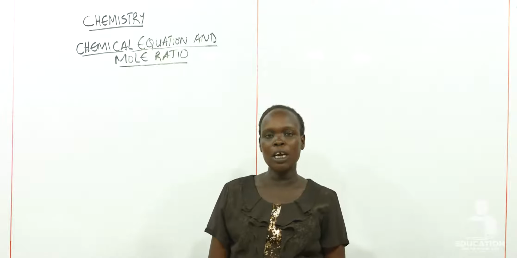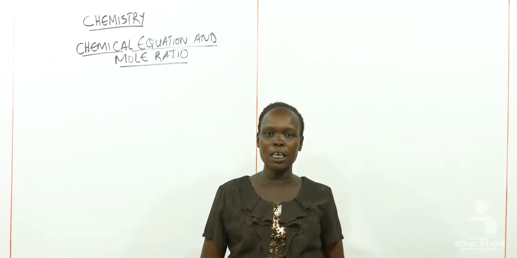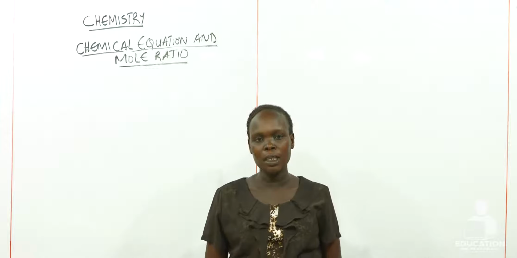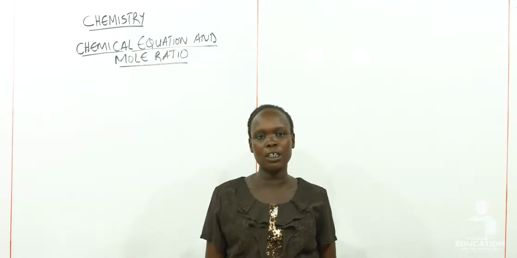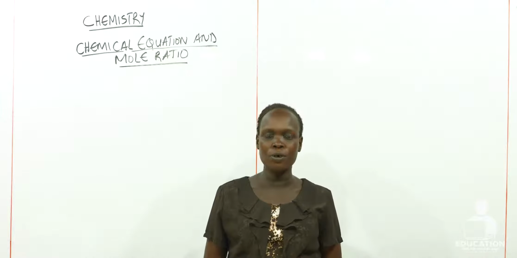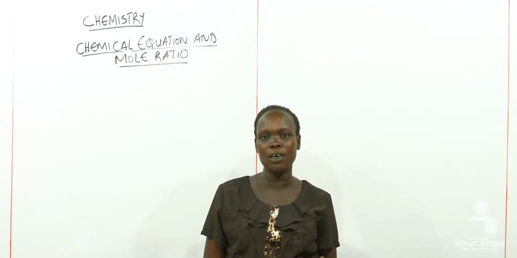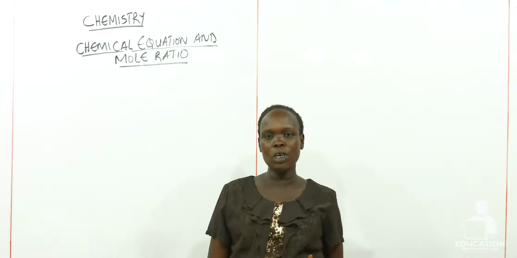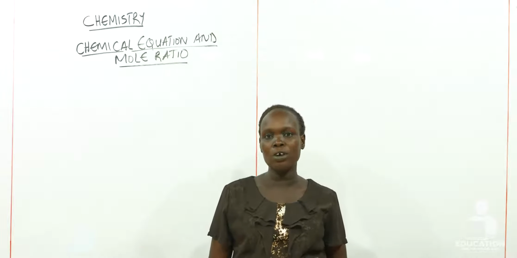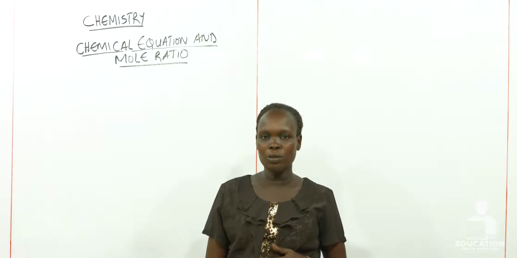So what are chemical equations? If you are saying chemical equation, it means there is a chemical reaction that has taken place. It means that there are substances or particles that are reacting together to give you a product or new substance being formed. This is known as a chemical reaction. The chemical reaction can be represented by a chemical equation. So a chemical equation goes together with the chemical reaction. If there is no chemical reaction, we should not have a chemical equation.